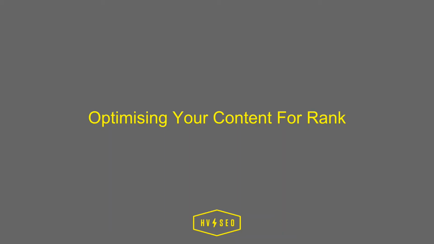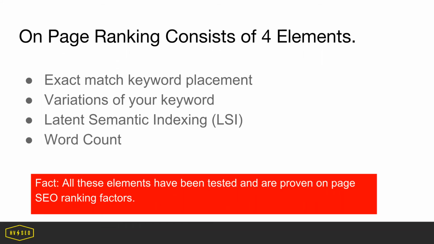All right, so optimizing for rank. All of that is relevance. We talked about that there's relevance and rank. Getting the keyword on the page, that's relevance: Google understands what the page is about. Now we're going to talk about rank, and that's moving it up.